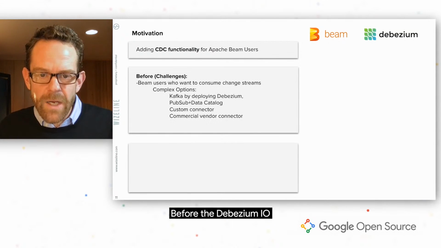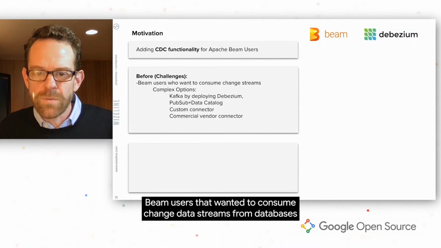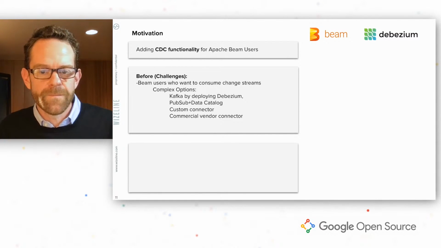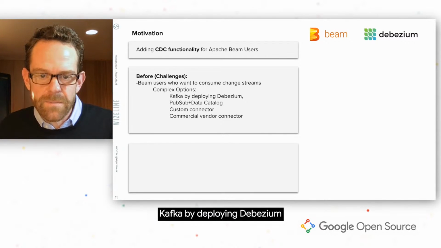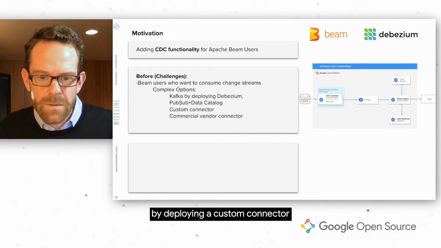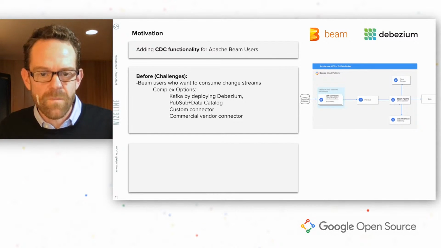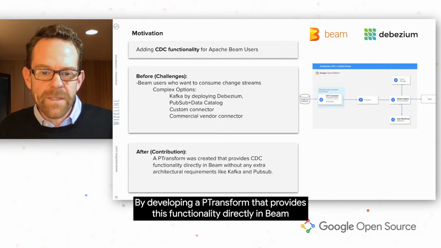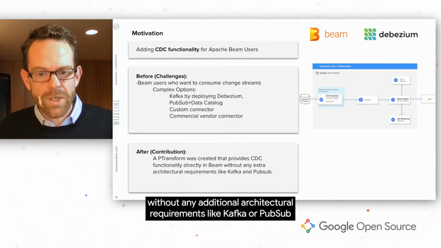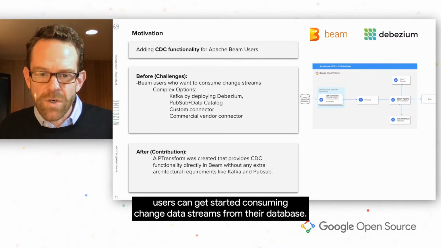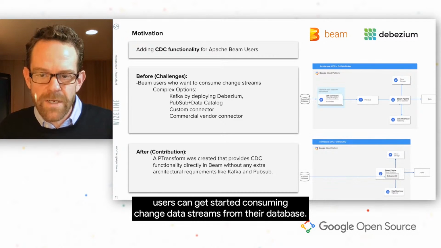Before the Debezium I/O, Beam users that wanted to consume change data streams from databases needed to take on one of the following architectural dependencies: Kafka by deploying Debezium, PubSub and Data Catalog by deploying a custom connector, or other commercial connectors. By developing a P-transform that provides this functionality directly in Beam without any additional architectural requirements like Kafka or PubSub, users can get started consuming change data streams from their database.